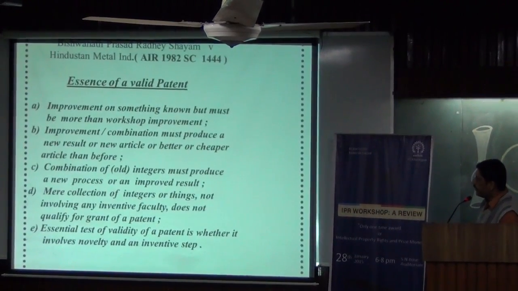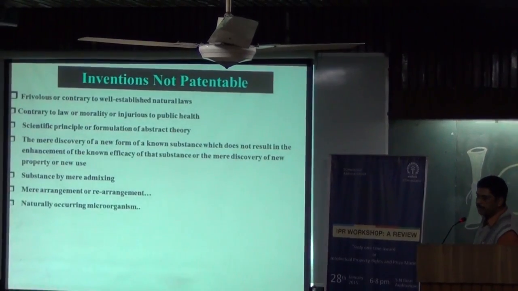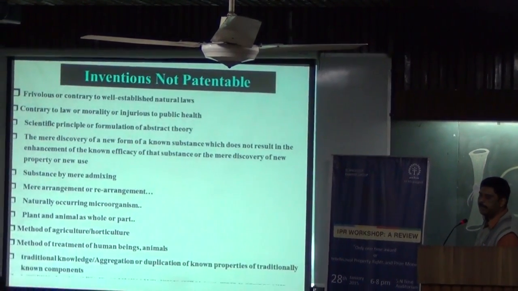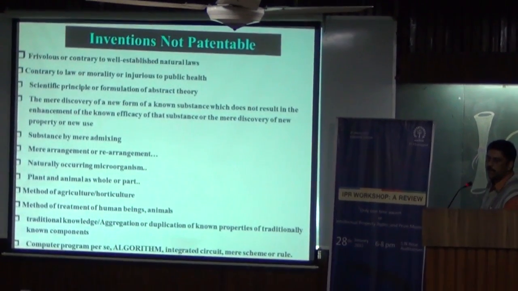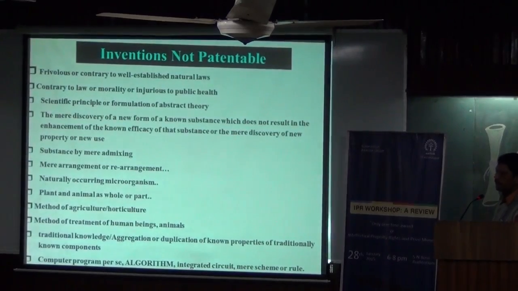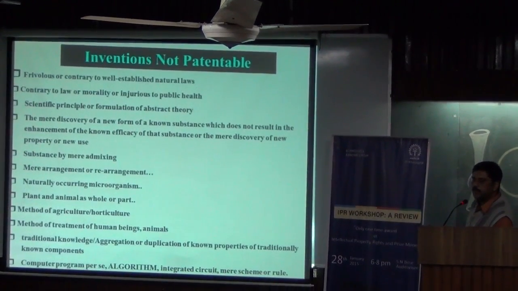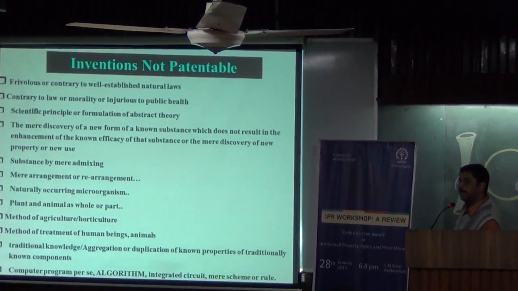Come to the next part. These are the different categories of inventions which are not qualified to be patentable, already circulated in your research publication material. In the Indian context, we define these in Section 3. Those are not qualified to be a patentable invention.